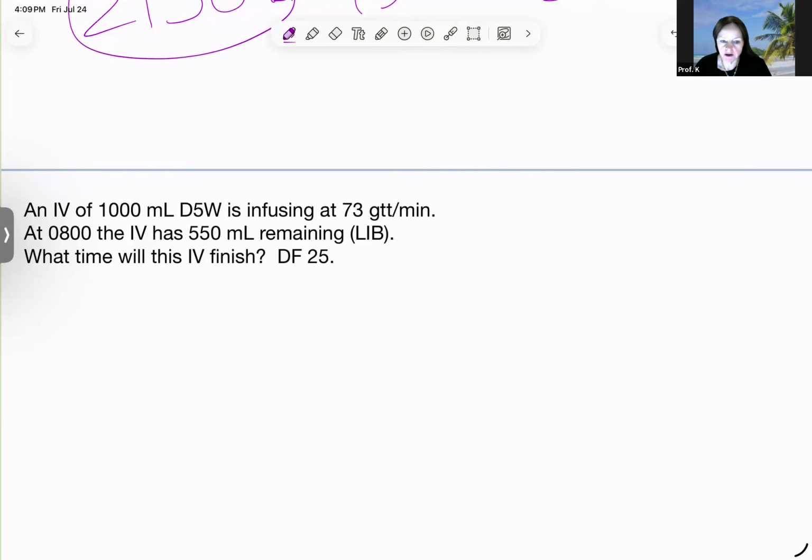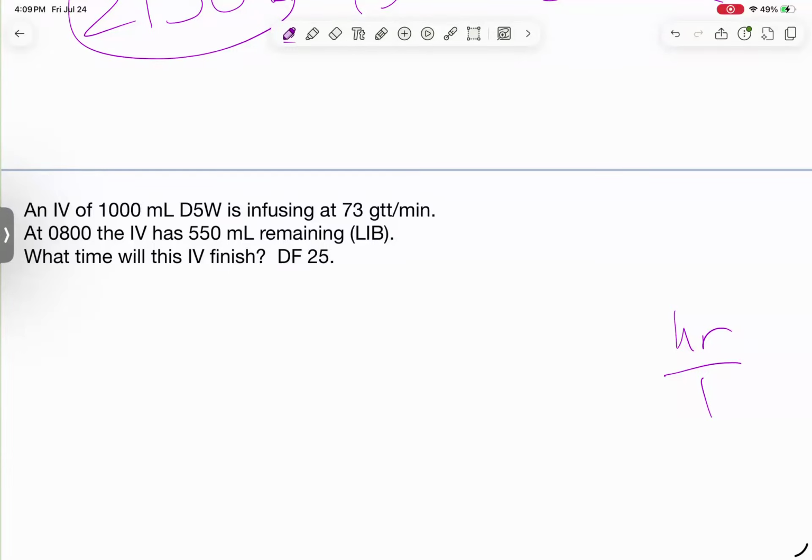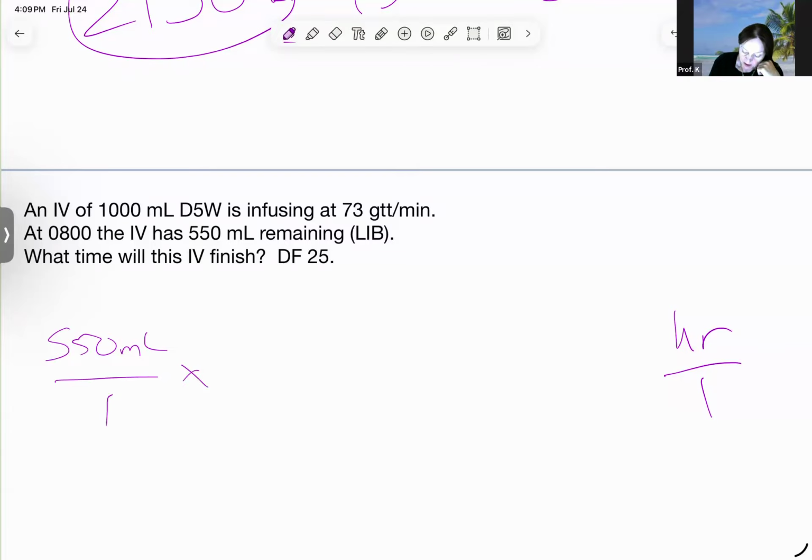So first off, this is asking me to solve for time, so we're solving for hours. Okay, we know that. Do I start with 1,000 or 550? 550. I always start with what's left in the bag. So 550 milliliters over 1. So now by process of elimination, I don't need the 1,000. I walked in at 8 and there was 550 milliliters. Cool. And that's what was left in the bag.